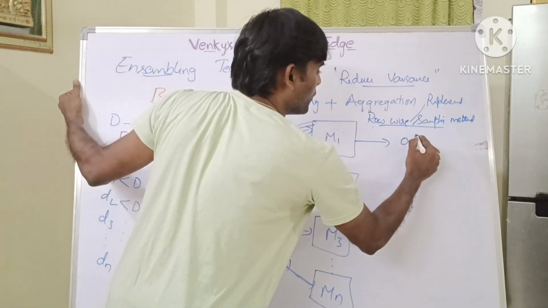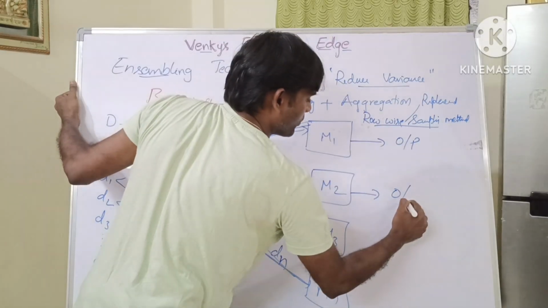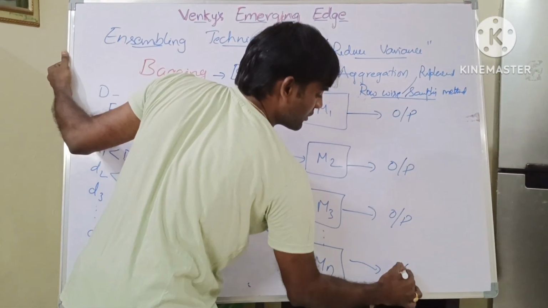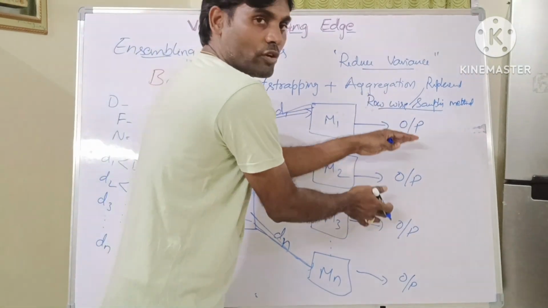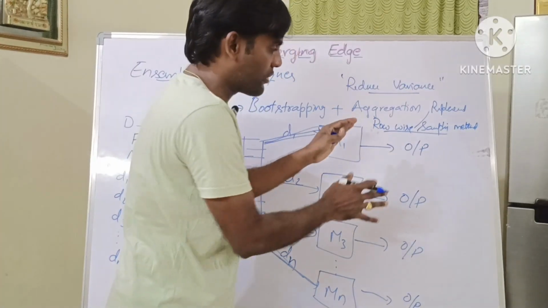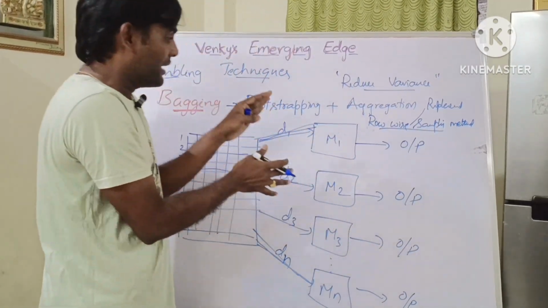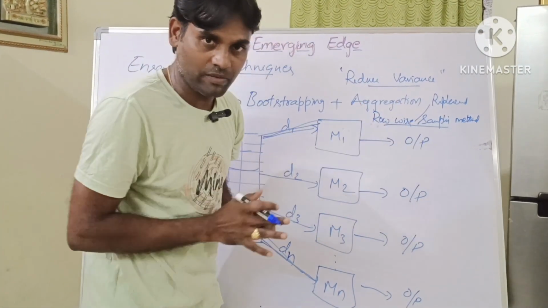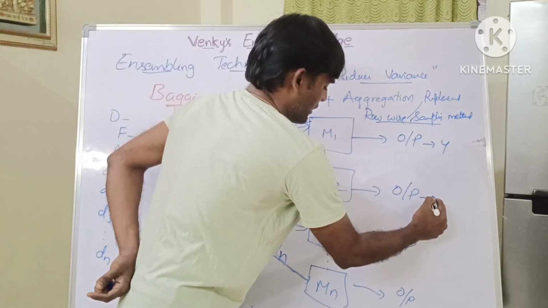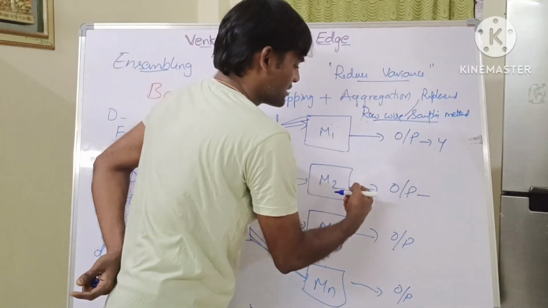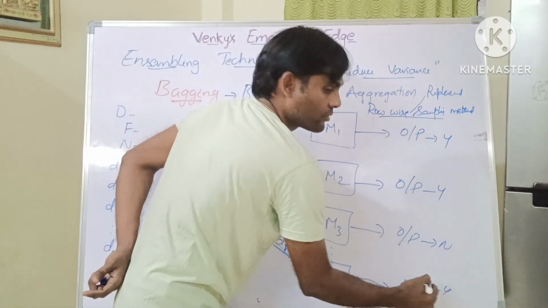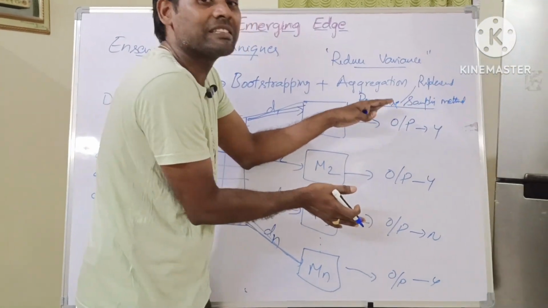In case this is applied for classification, for example, the first model's output is yes, the second model's output is yes, the next model's output is no, the next model's output is yes. That means in the case of classification, we find all the outputs, aggregate all the outputs, and take the majority voting. What is the majority? Yes. So yes is the final output. In case of classification, we are taking the majority output. Is it clear?